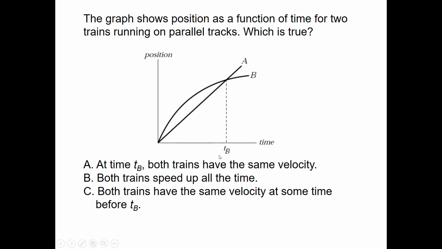A, at time tB, which is marked on here, that's the time at which these 2 curves cross, both trains have the same x velocity. B, both trains speed up for the whole time that's shown. Or C, both trains have the same velocity at some time before tB.